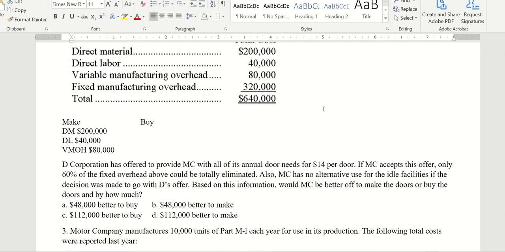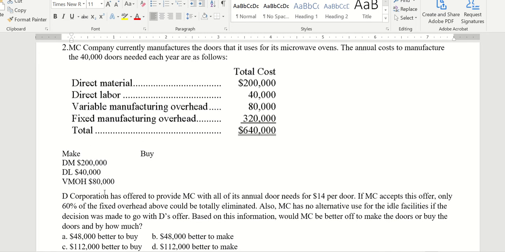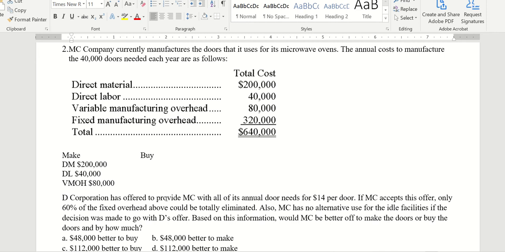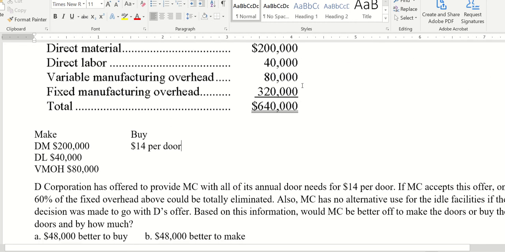If MC manufactures doors that it uses for its microwave ovens, the annual cost to manufacture 40,000 doors is right here. D Corporation has offered to provide MC with all of its annual door needs for $14 per door. So they are offering us $14 per door, which is not a total amount. If MC accepts this offer, only 60% of the overhead costs could be totally eliminated. So that means 40% are going to continue with the make and the buy side.